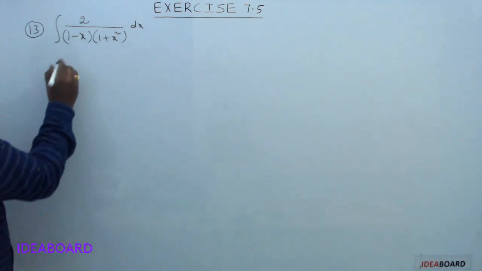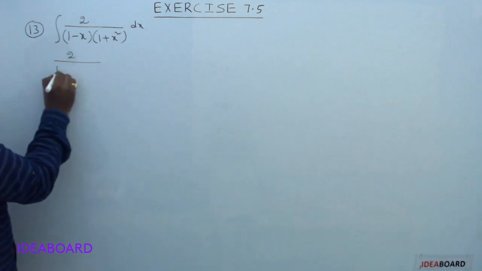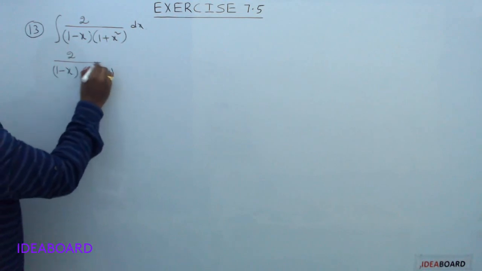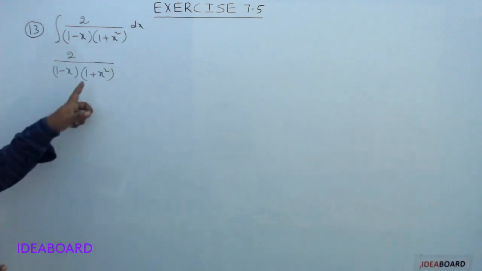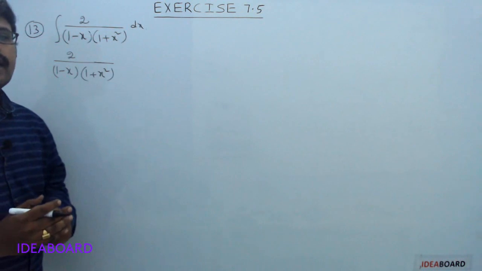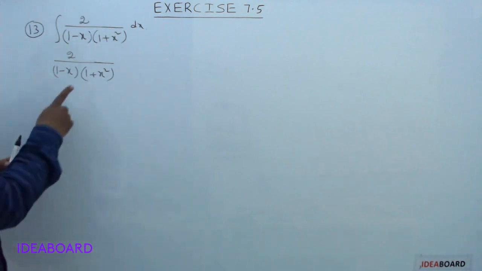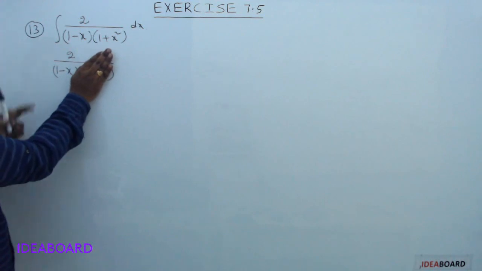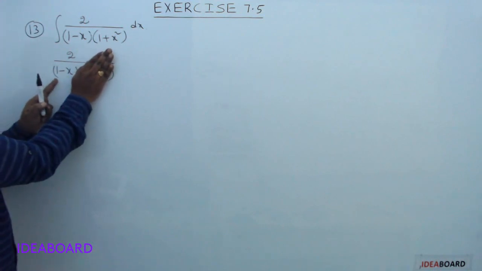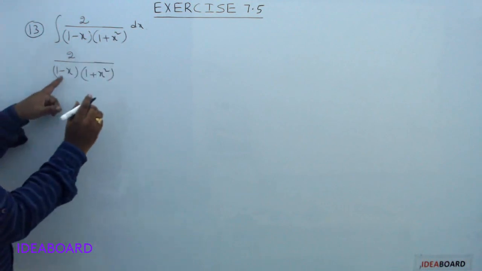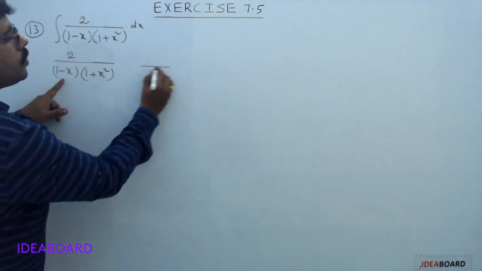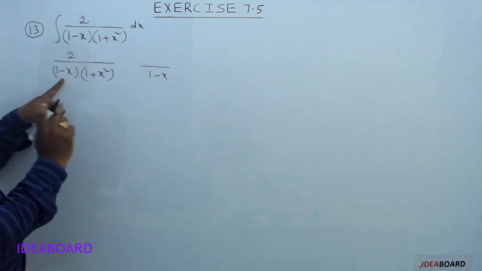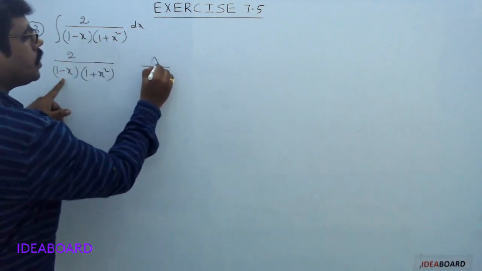Now take this integrand separately: 2 divided by (1 minus x)(1 plus x square). Now how to resolve this fraction into partial fractions? See the denominator. Suppose you close this 1 plus x square. Then it is a non-repeated linear factor. Corresponding to every non-repeated linear factor, there exists a constant term in its numerator. Take that constant term as a.